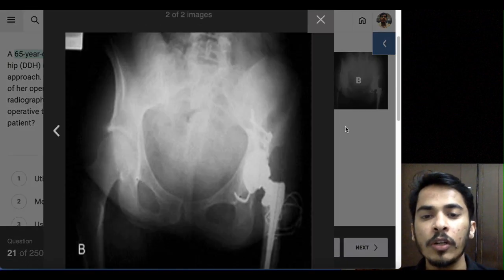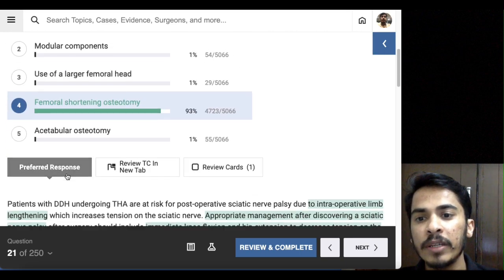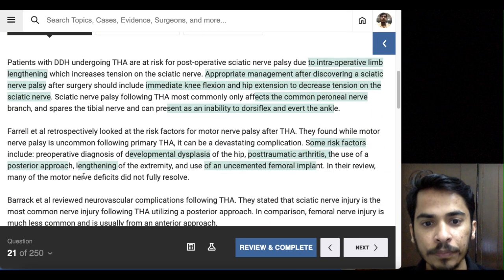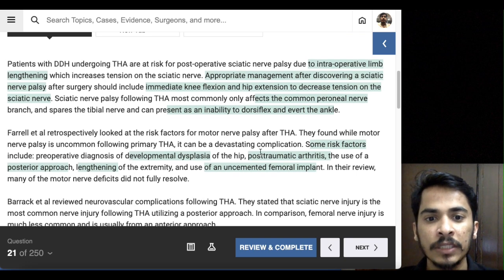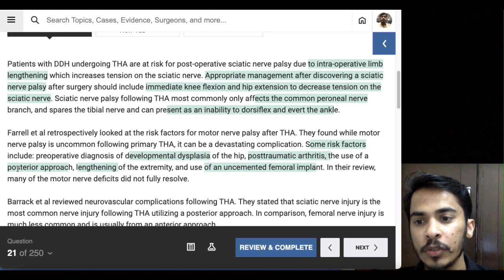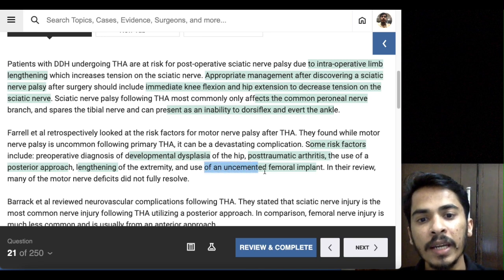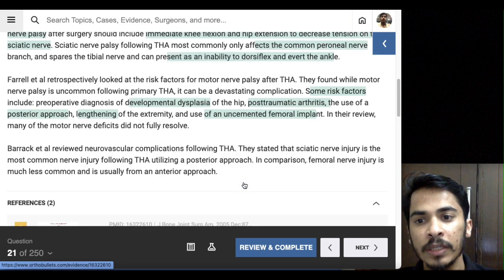So as we all know, in DDH, we have to do femoral shortening osteotomy in order to prevent the foot drop and sciatic nerve injury. Then we can see some risk factors for development of sciatic nerve injury, which are developmental dysplasia, DDH, post-traumatic arthritis, use of posterior approach, lengthening of the extremity. So in DDH, we have to do femoral shortening osteotomy. In uncemented femoral implant, there is also a higher risk of sciatic nerve palsy.